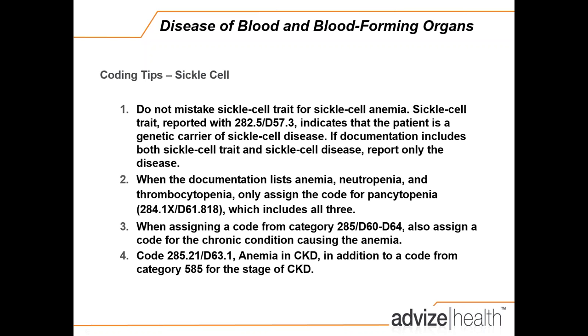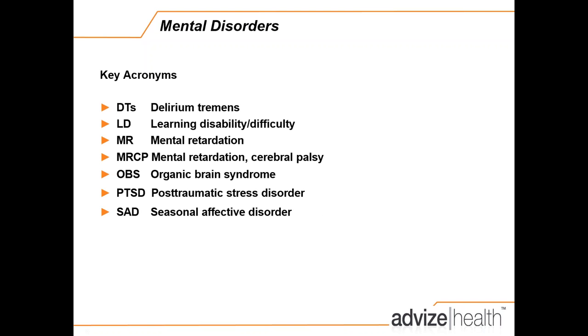You want to code D63.1, anemia in CKD, in addition to a code from the N18 category for the CKD. So again, if it's a patient with anemia and CKD, we want to make sure that we capture the stage of the CKD and the anemia. Mental disorders, here are some key acronyms for that.